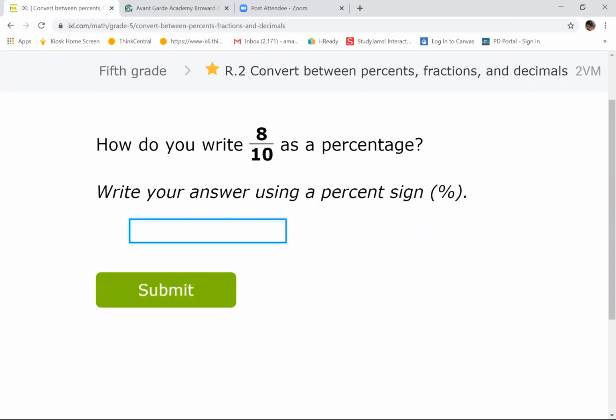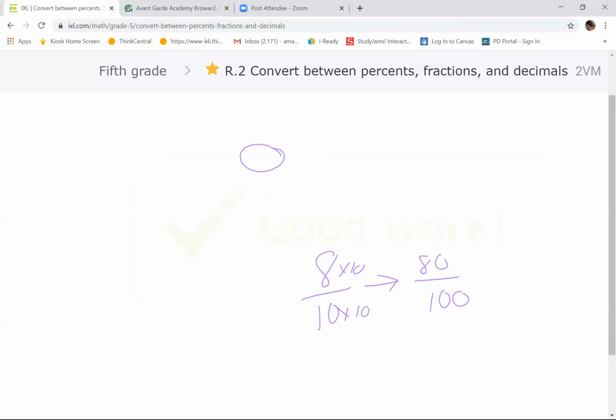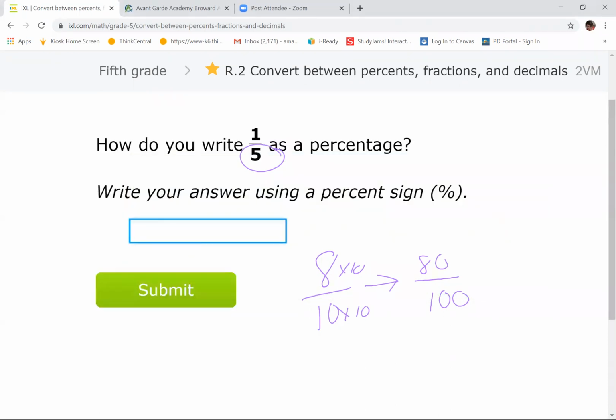How about 8/10 as a percentage? Is it out of 100? Nope, but it's got to be. So how do we turn 8/10 into 100ths? By multiplying by 10. So we have 80 out of 100ths. Our answer is 80%. Good work. Okay. Oh, one more and then we're ready to go.